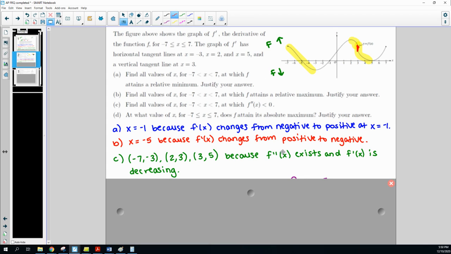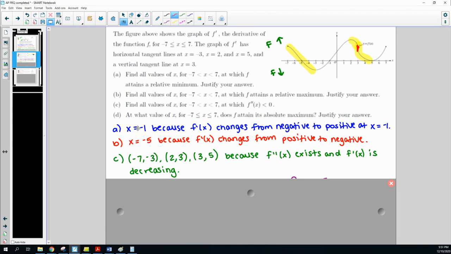And it's important to note that f double prime exists because at 3, the derivative won't exist because it's undefined. So we're not including 3 technically. We're jumping over 3 since we're not including it. But we want to make note that that is what's happening here.